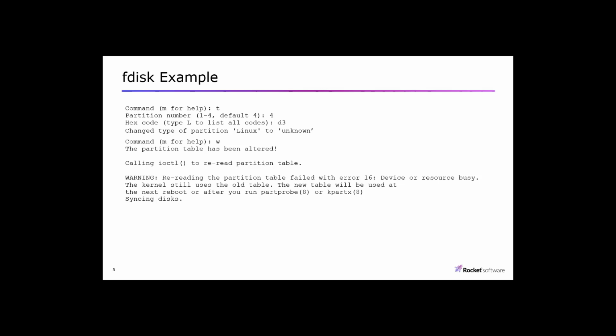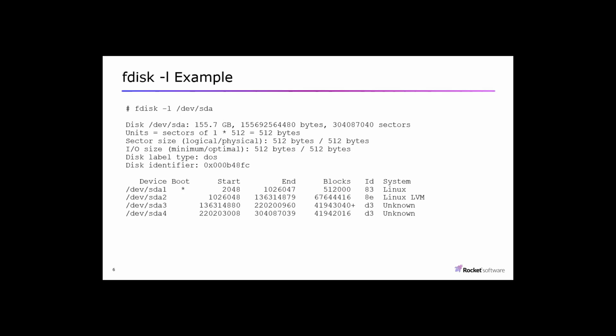Now enter w at command to write out the partition table. If you get the warning shown, which you will on version 7 and early Linux versions, reboot the Linux server. Once the server is rebooted, connect back in and do an fdisk -l /dev/sda to verify successful addition of the D3 partition as shown in the example.